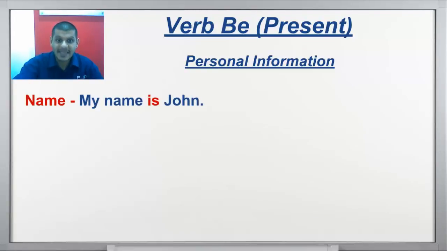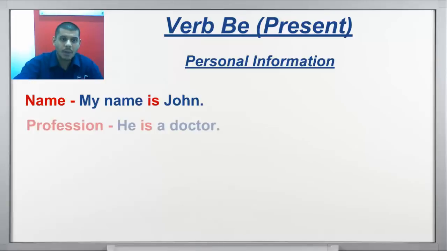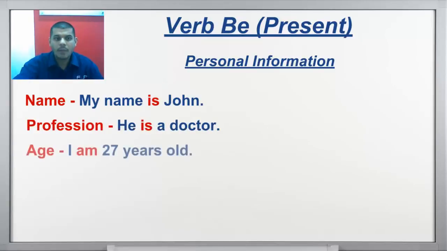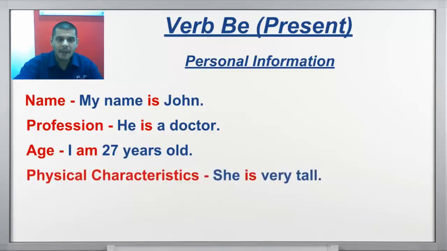You see that in this case, I use the verb be. I conjugate the verb be. My name is John. Or profession. He is a doctor. Or age. I am 27 years old. Okay, for example. Another topic, another type of information that I can give is physical characteristics.